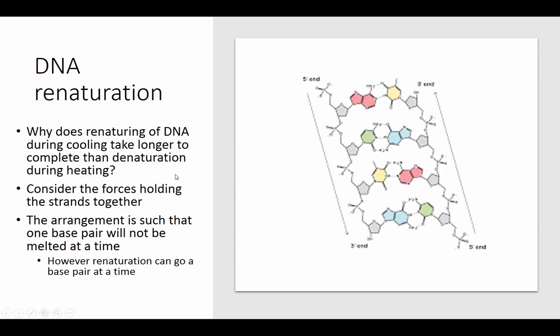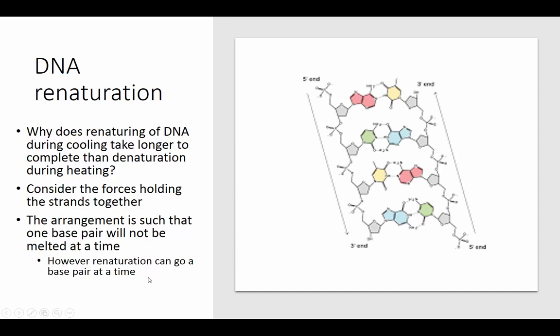So what about renaturation? Why is renaturation longer and steadier? Besides the obvious thing that slow and steady wins the race, which has nothing to do with thermodynamics and has nothing to do really with what we're talking about here, why does it take longer than denaturation? For that, instead of quoting Aesop's fables, we can consider the forces that hold the strands together. So the arrangement is such that one base pair will not be melted at a time if we go back to denaturation. So we're not going to just melt this base pair here, then this one, etc. It's all going to happen pretty quickly.